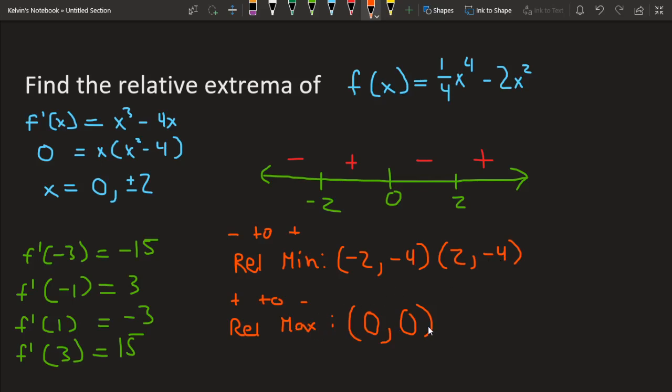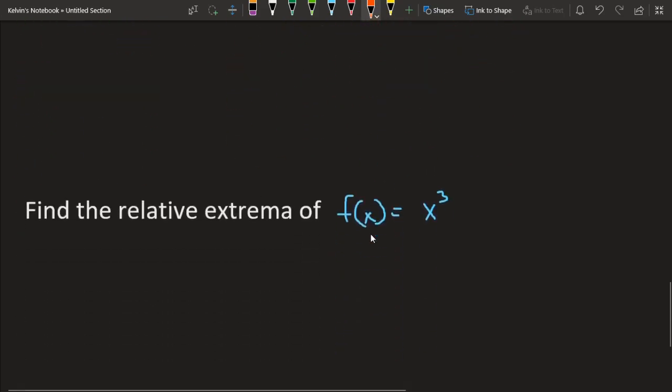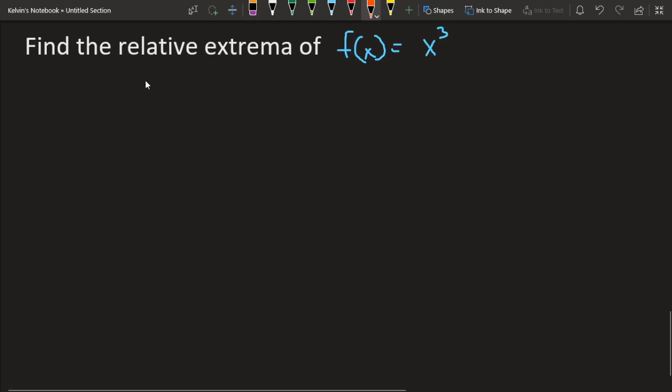Take a moment or two to copy these down in your notes, and when you're done, come back to the video. So if you copy this down to your notes, this is our final example right here. Find the relative extrema of f of x is equal to x cubed. Take a moment or two to try this on your own, and when you're done, come back to the video.